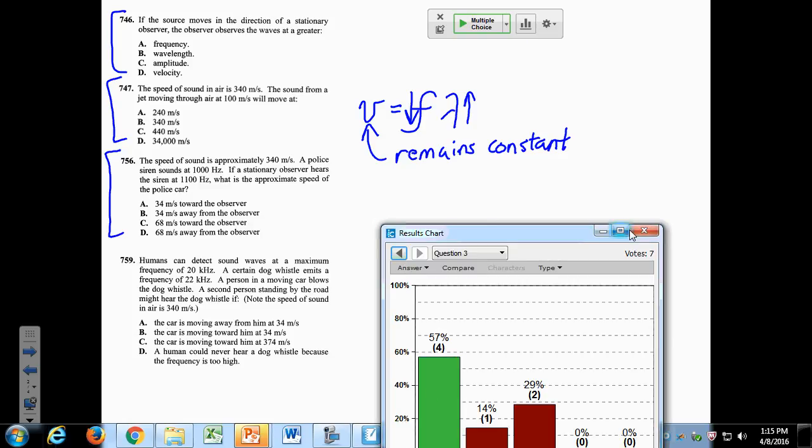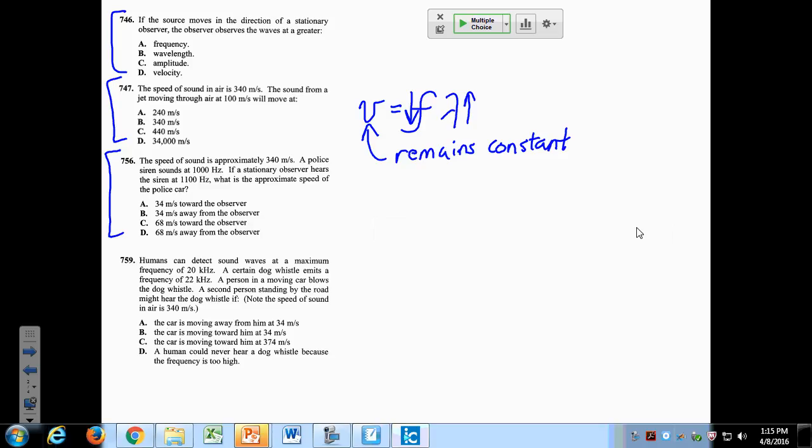A is the right answer. Very good. So here we're going to say that our observed frequency is equal to our actual frequency times the speed of the wave divided by v, minus plus, I'm just going to write it as plus or minus, times the speed of the source. Here we're looking for what in this equation? Vs, right. So we're looking for this value.